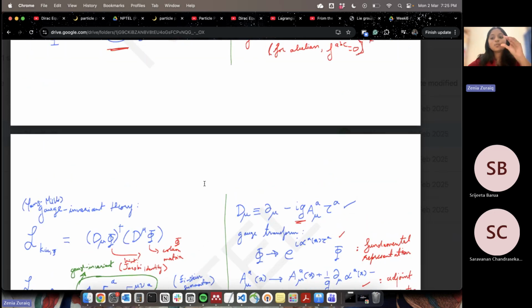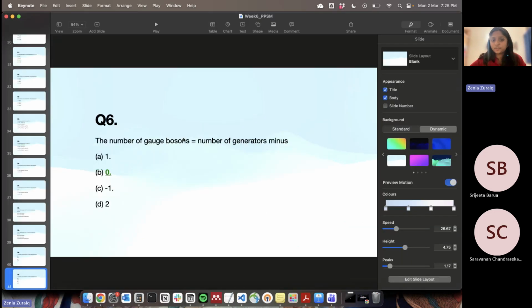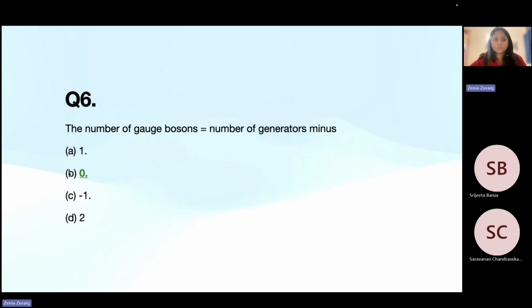Again, this will be a little more clear when we go into electroweak symmetry breaking and the Higgs mechanism. I think that's how I best understand gauging. But for now, just know that the number of gauge bosons is equal to the number of generators of the theory.